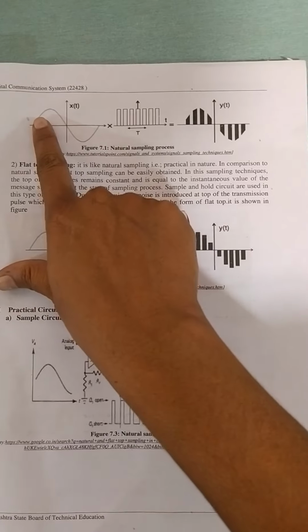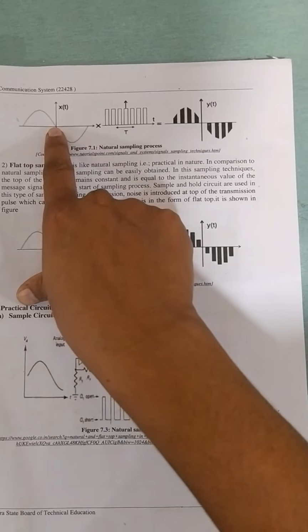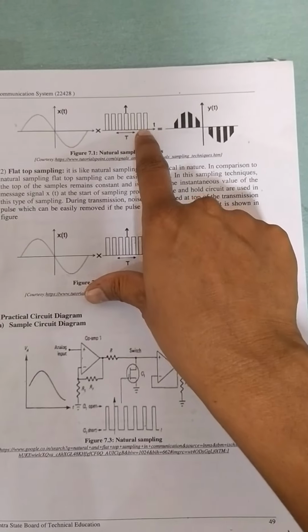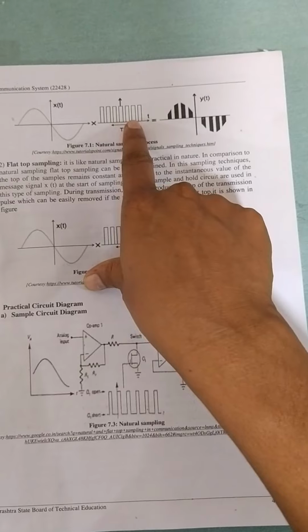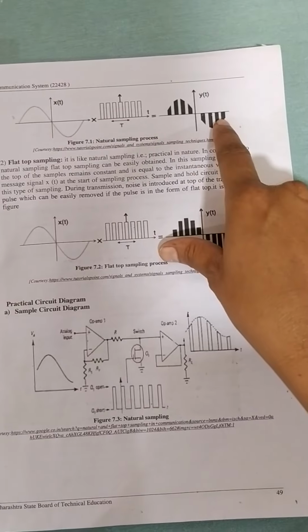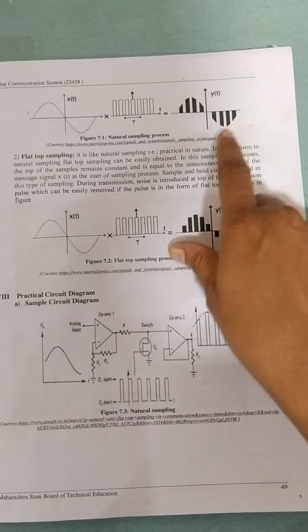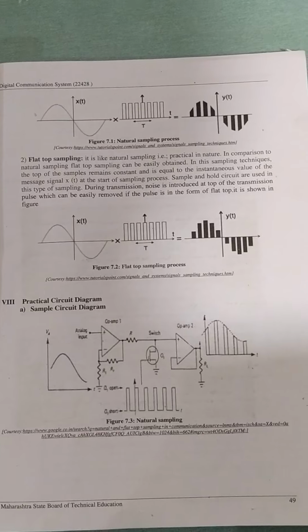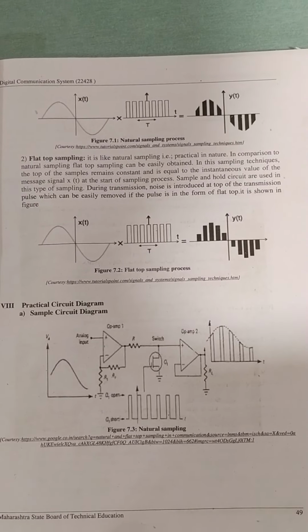Here this one is the modulating signal, also called the message signal or the information signal. Then this one is the carrier signal, which is in digital form, so we call it pulses. And at the output of a natural sample signal, the waveform is in this nature. After that, flat top sampling is like natural sampling in nature.